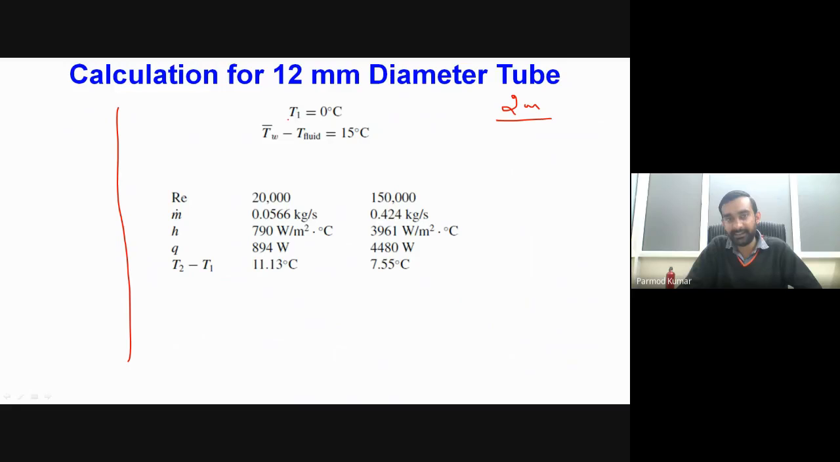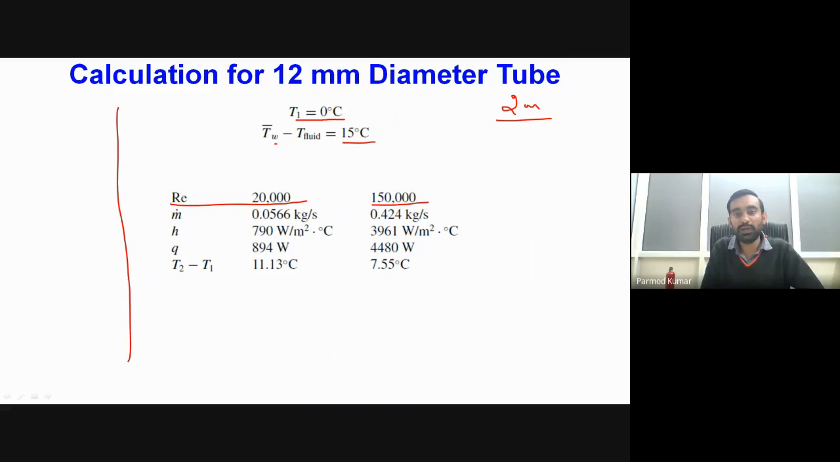I am considering that at the inlet the temperature of the refrigerant is 0 degrees Celsius. Okay. And when we are calculating the heat transfer coefficient, our maximum change of temperature between the wall and the fluid is 15 degrees Celsius. So if we consider all these constraints, for the given range of Reynolds number of 20,000 and 1,50,000, these are the corresponding values of mass flow rate, heat transfer coefficient, rate of heat transfer, and change of temperature.